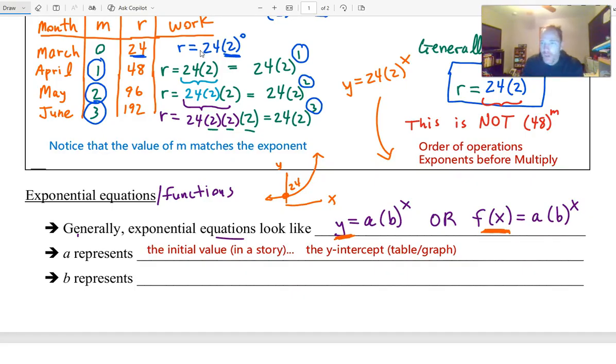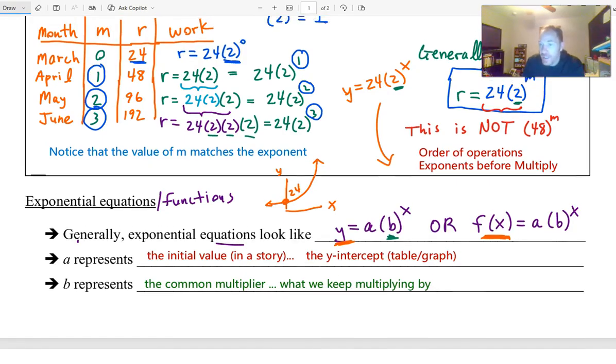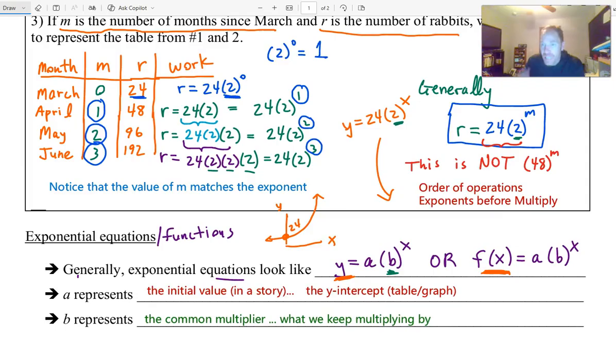And what about B? What does B represent? Well, B is often called the common multiplier. It's what we keep multiplying by. So in the story, that was a 2. B has the exponent, and if you notice in our equation from number 3, the 2 had the exponent. We said, well, that was the pattern. We keep multiplying by 2, so that's your B value in that example there.